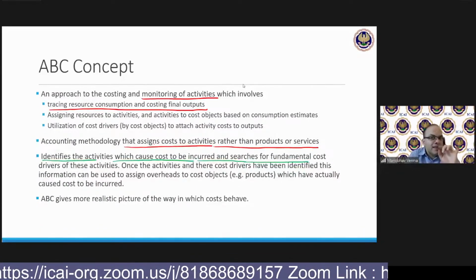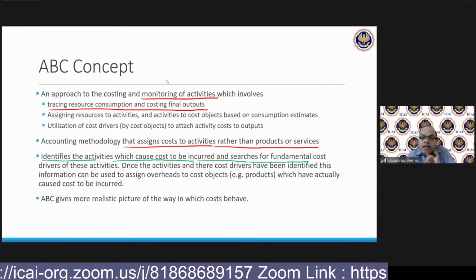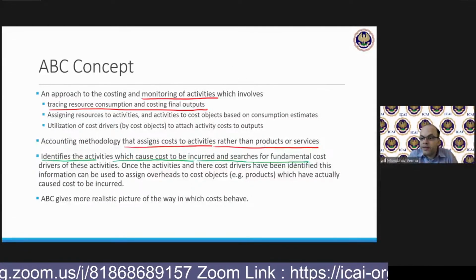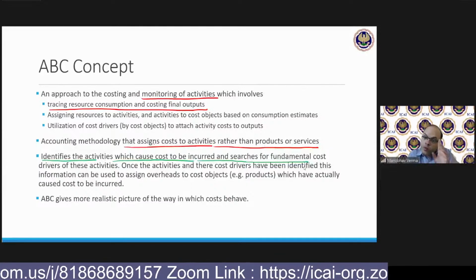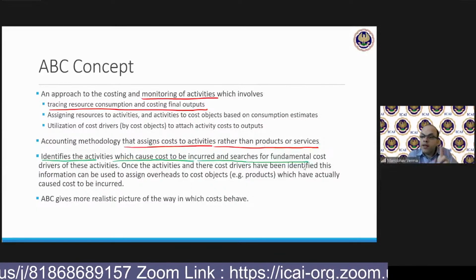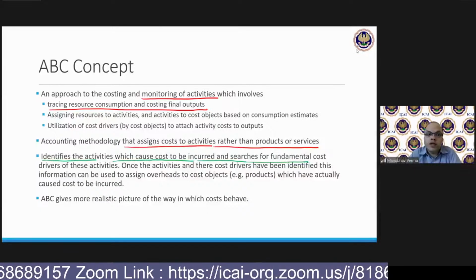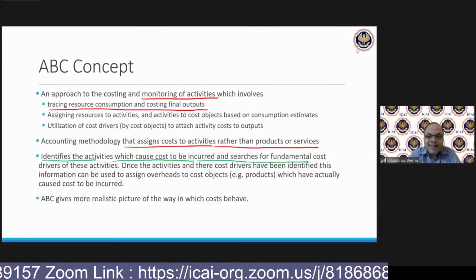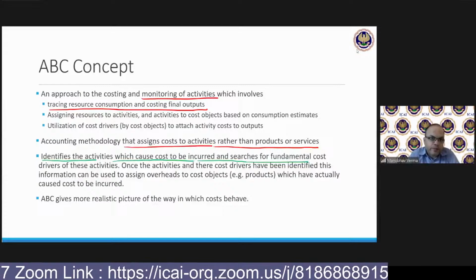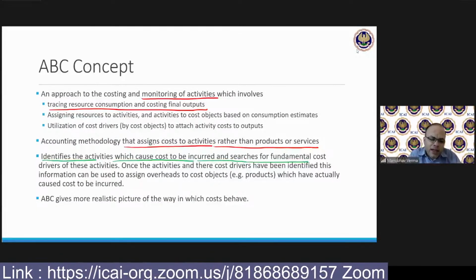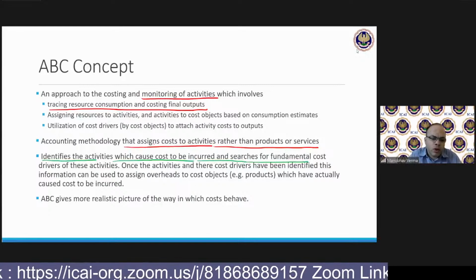What I'm trying to say is, guys, with ABC, we are not saying that absorption costing becomes redundant. Nowhere are we saying that. There would be some overheads which are based on the volume. They will continue to be apportioned. For example, if I talk about rent, do you think rent is related to an activity? No, right? So rent will still continue to be apportioned based on the floor area.